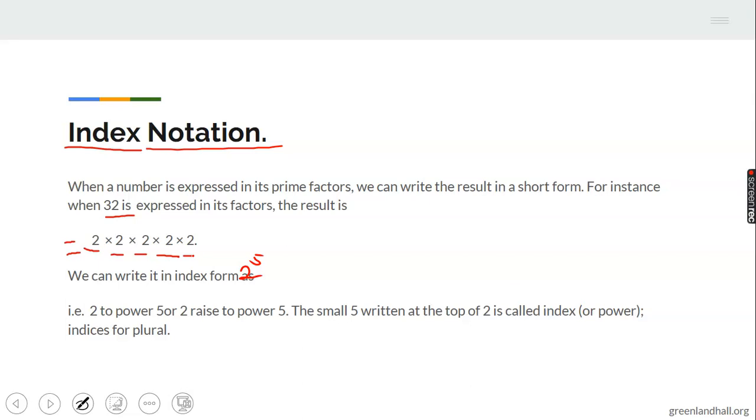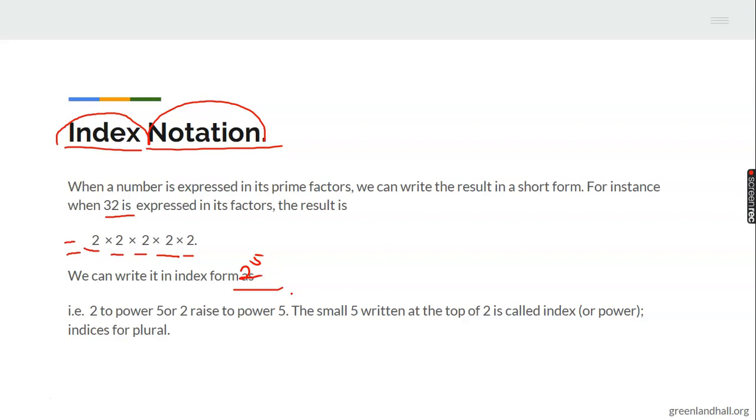That short form is what we call index notation. Instead of saying 2 times 2 times 2 times 2 times 2 will give me 32, we can just say 2 raised to power 5, because we multiplied 2 five times. So you can say 2 raised to power 5 is 32. That's what we call index notation.